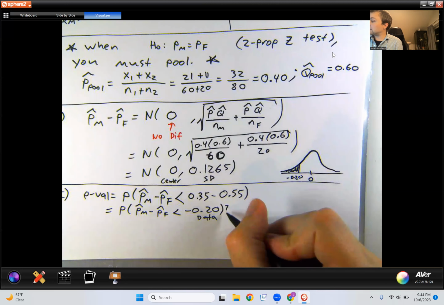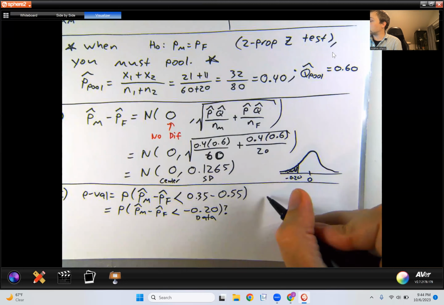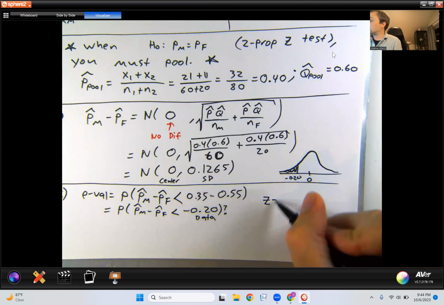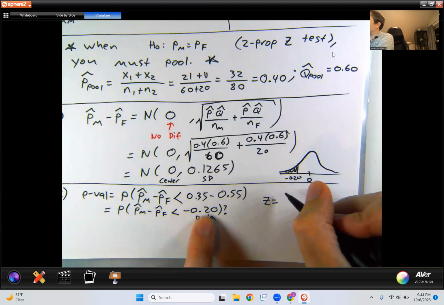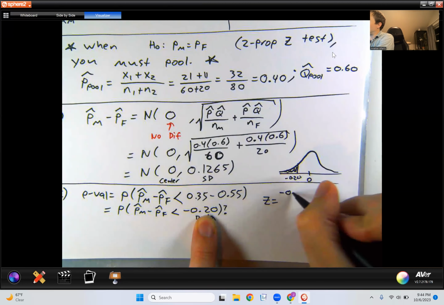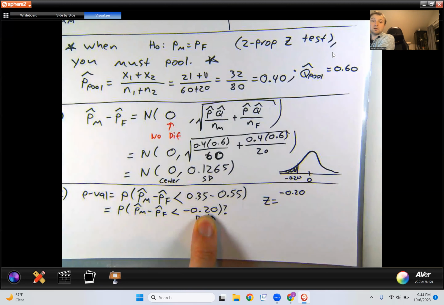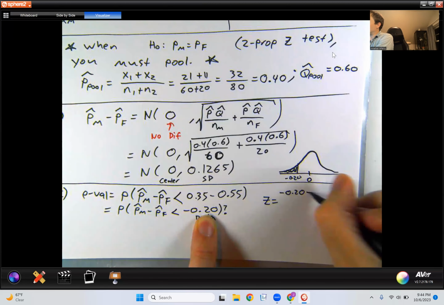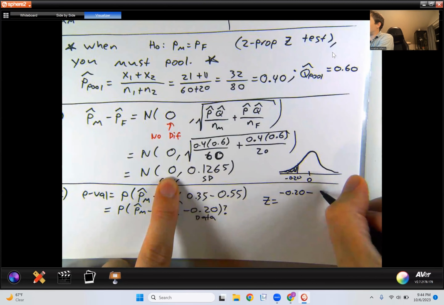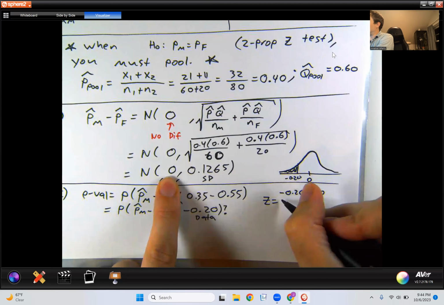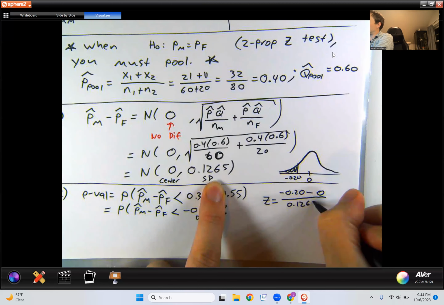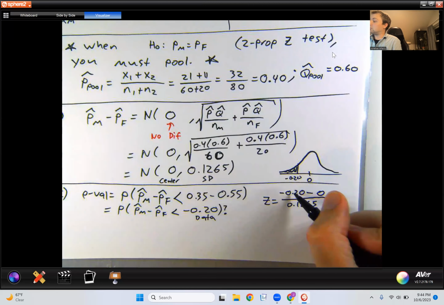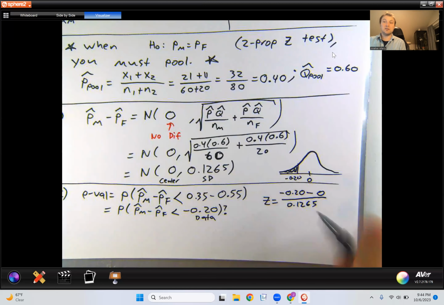In order to find that value, I need to calculate my z-score. And I find my z-score by taking the value that I care about, the data. And that data here is negative 0.20. From the data, I need to subtract the center. I then need to divide this by the standard deviation. I have data minus center over standard deviation. I'm going to type that into a calculator.